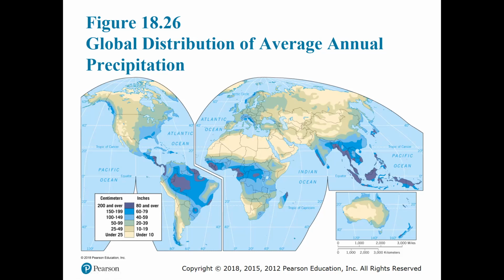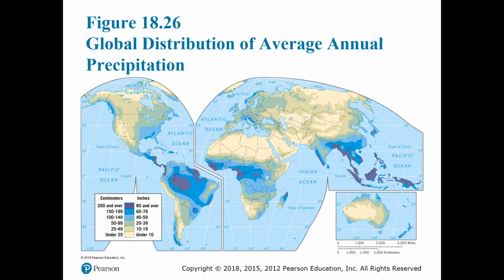We also have to look at the distribution of land. Large land masses that are in the middle latitudes commonly experience decreased precipitation towards their interiors. And so that's what we kind of see in North America and in Asia and Europe.